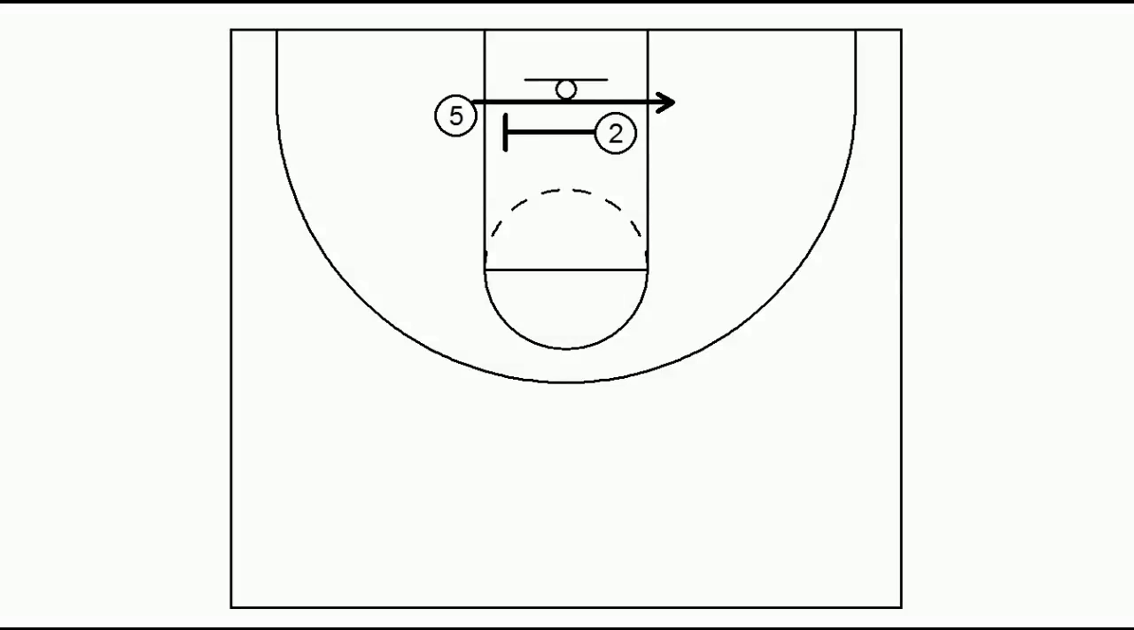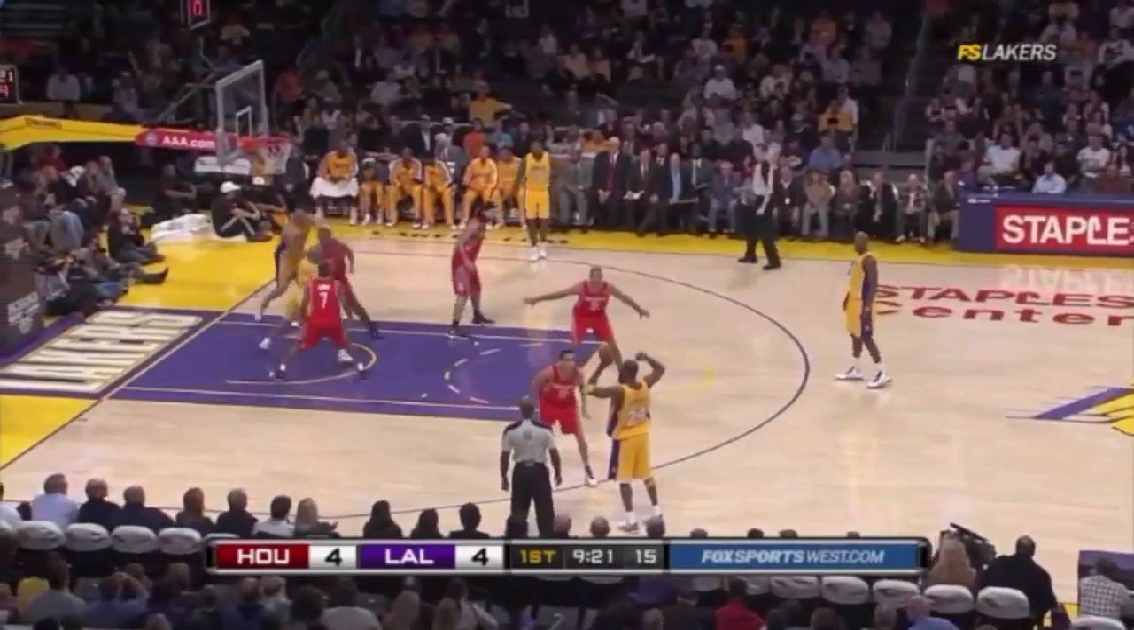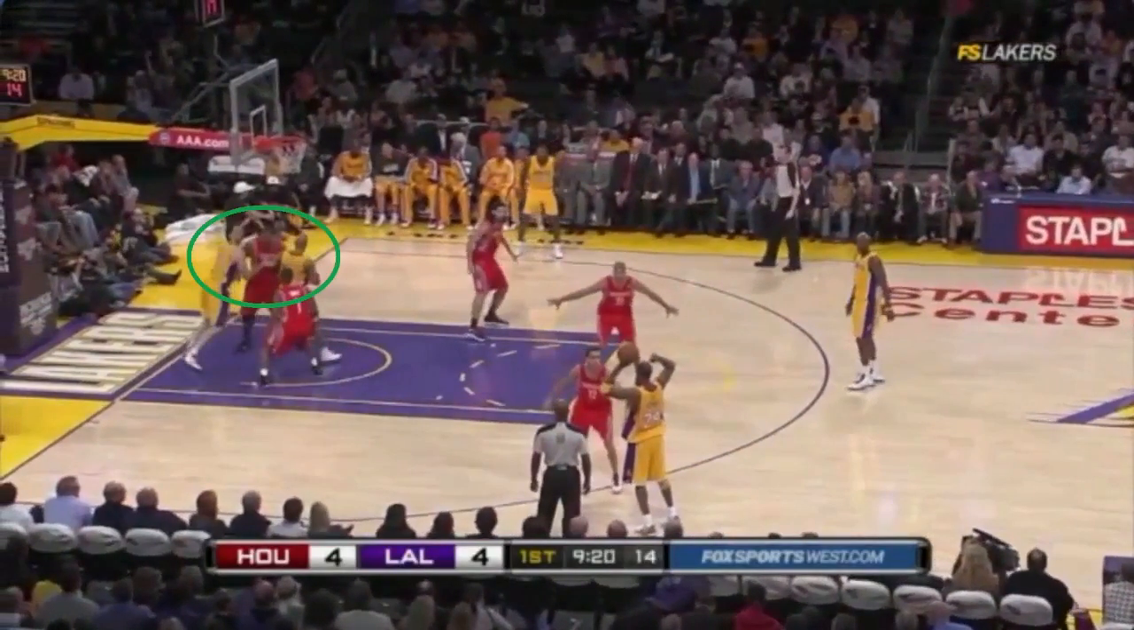The first screen I want to talk about is a cross screen, and this is usually for a post-up or to try to get a quick layup. The most common use of a cross screen is a guard simply cross screening for a big man to try to get good post position, as LA does here, and Gasol gets it and scores.